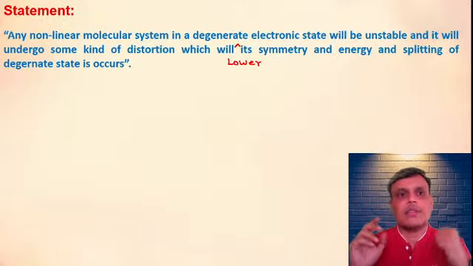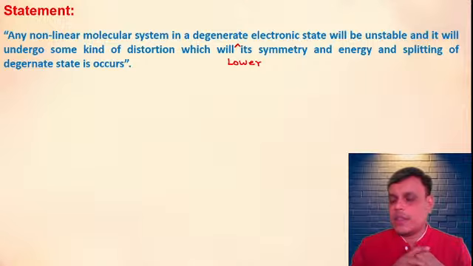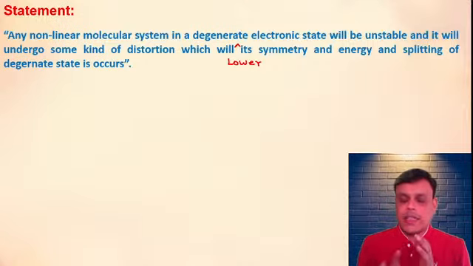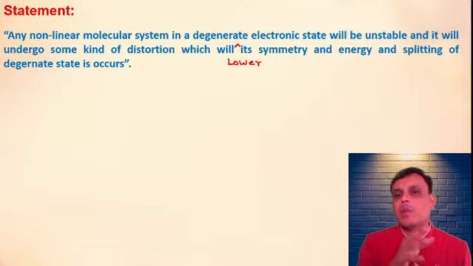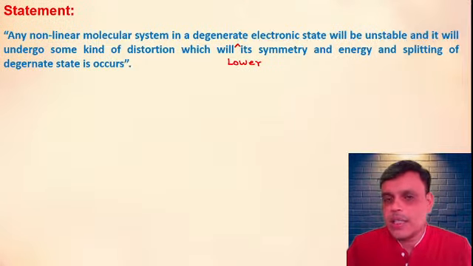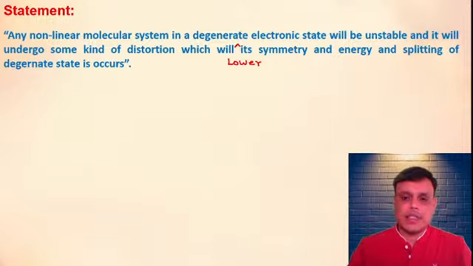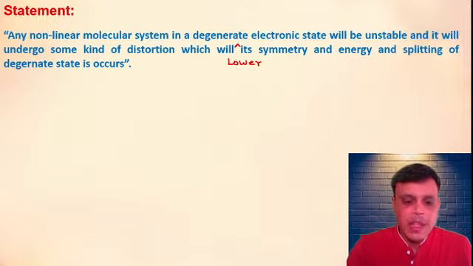That non-linear system gets stability. And why does this non-linear system get stability? Because lowering in symmetry takes place, and lowering in energy takes place, and due to this lowering in symmetry and energy, the result is splitting of the degenerate state. So this is the statement of Jahn-Teller distortion or tetragonal distortion.